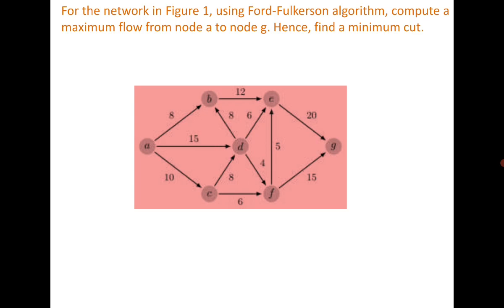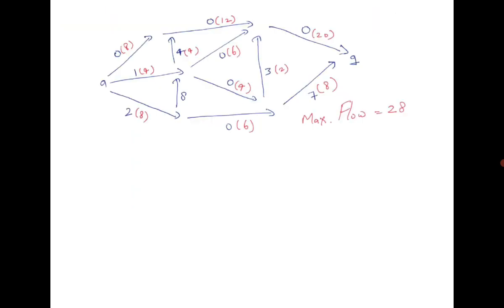It's very easy to use the algorithm. I suggest you try it by yourself and I am just providing you the answer. So the maximum flow comes out to be 20, and to find the minimum cut you must construct the residual graph for this maximum flow, and the minimum cut's capacity should be equal to the value of the maximum flow.